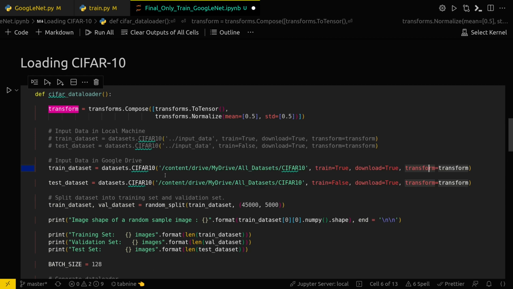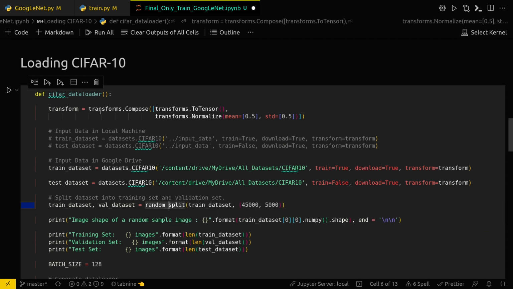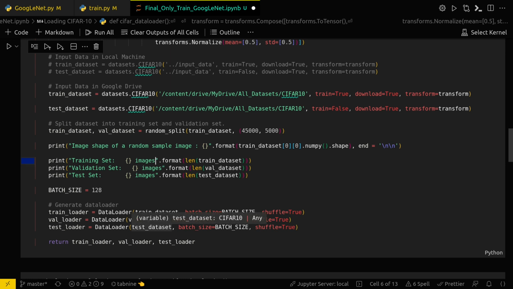All right, and because I was using Google Drive to keep my CIFAR-10, that's why this location is my Google Drive location from my Colab. And then I'm splitting this data set because I need a validation data set as well from the same train. So that's why I'm using random split, which will split the train data set to 45,000 for training and 5,000 for validation. And then some basic printing to check my shapes of the data set, etc. And batch size I'm using 128.